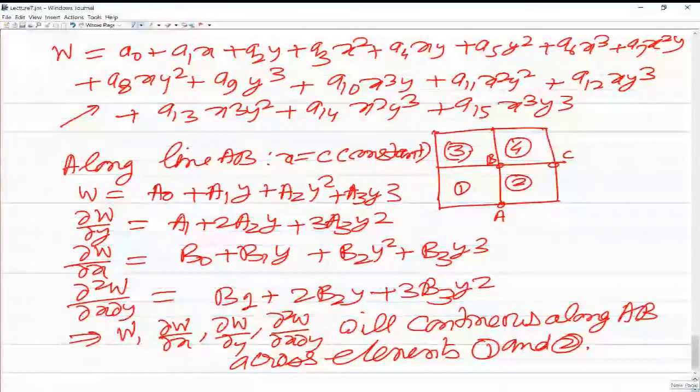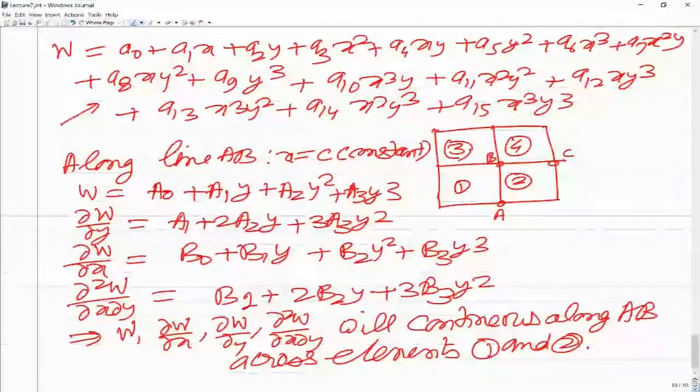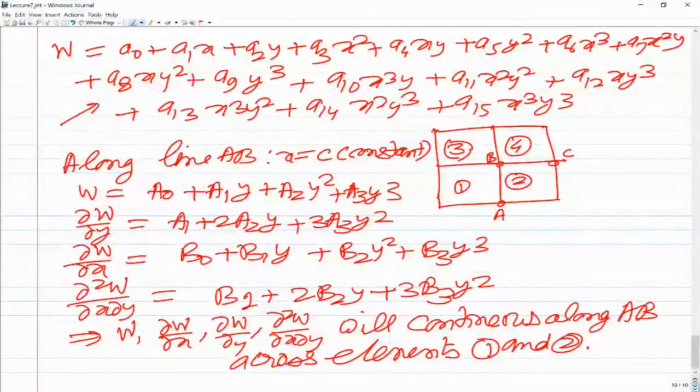But this element is a compatible element and will depict monotonic convergence. So that is the advantage of this element. I want to stop here, and we will continue the subsequent formulation of this element in the next class. If you have any doubts and questions, you can ask.